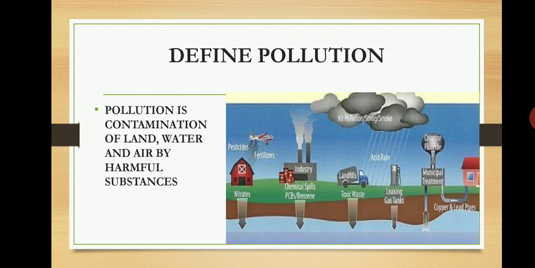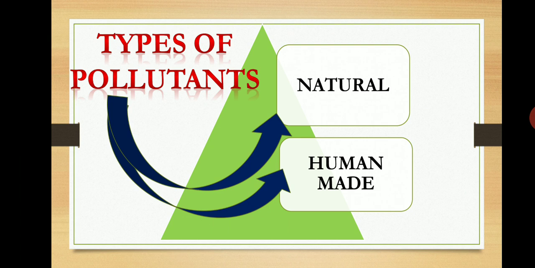Now, what does contamination mean? Contamination means to make something go bad, to make it bad. So that is a simple term. Now, contamination can happen because of some things that we are throwing away or we are putting out into the environment.